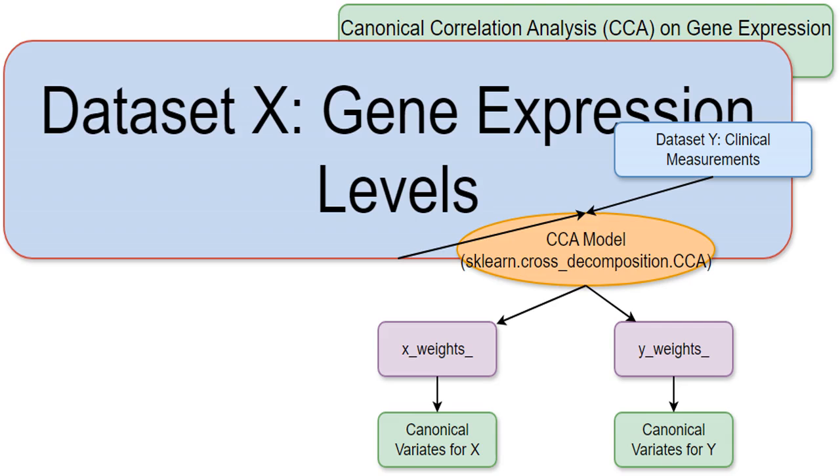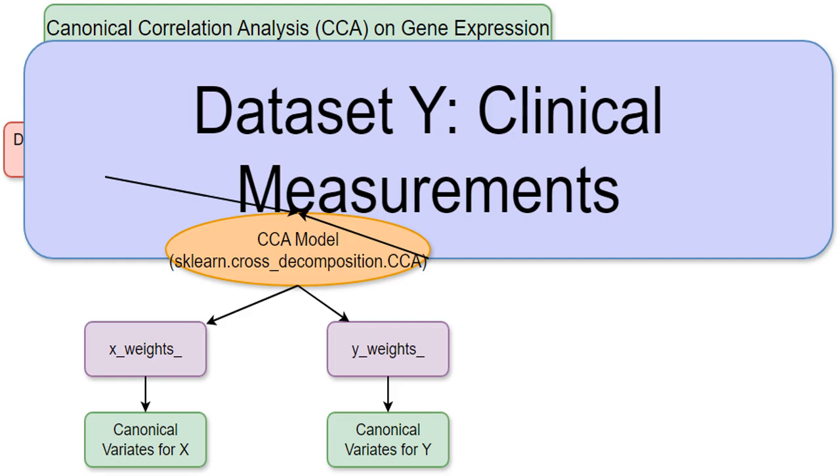I see dataset X represents the gene expression levels. This is one of the two datasets used in the canonical correlation analysis, CCA. We're looking at how gene expression relates to clinical measurements. This is the specific model we use, from the Sklearn library in Python. It performs CCA, a statistical method to find the relationship between two datasets.